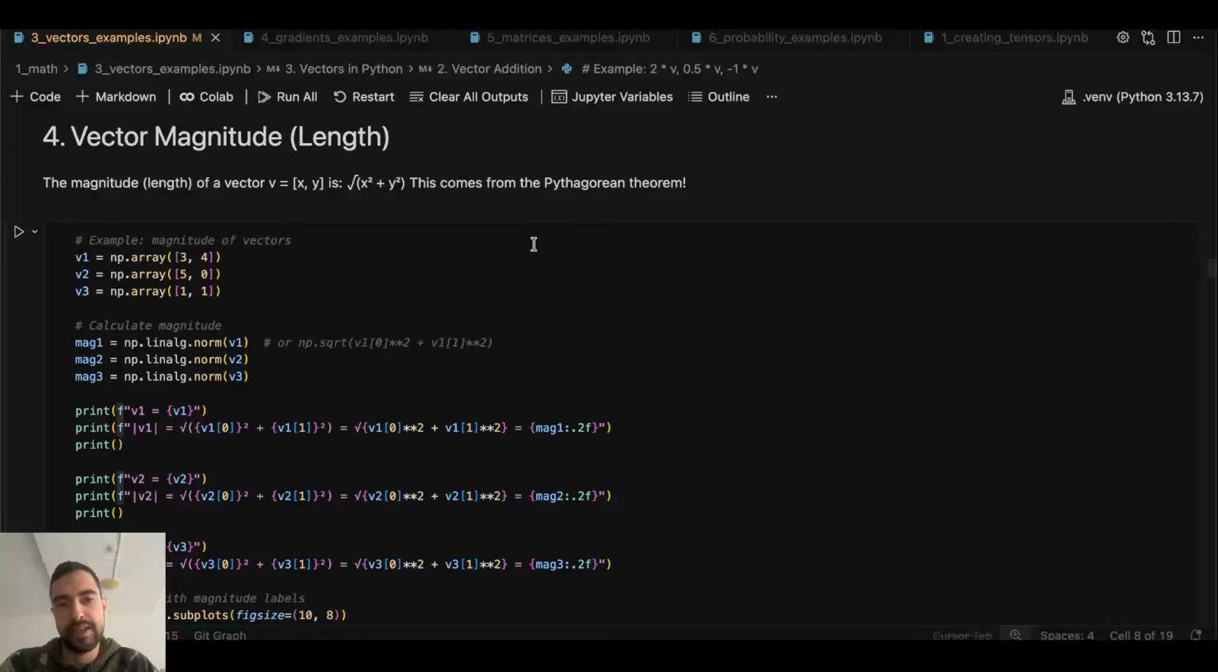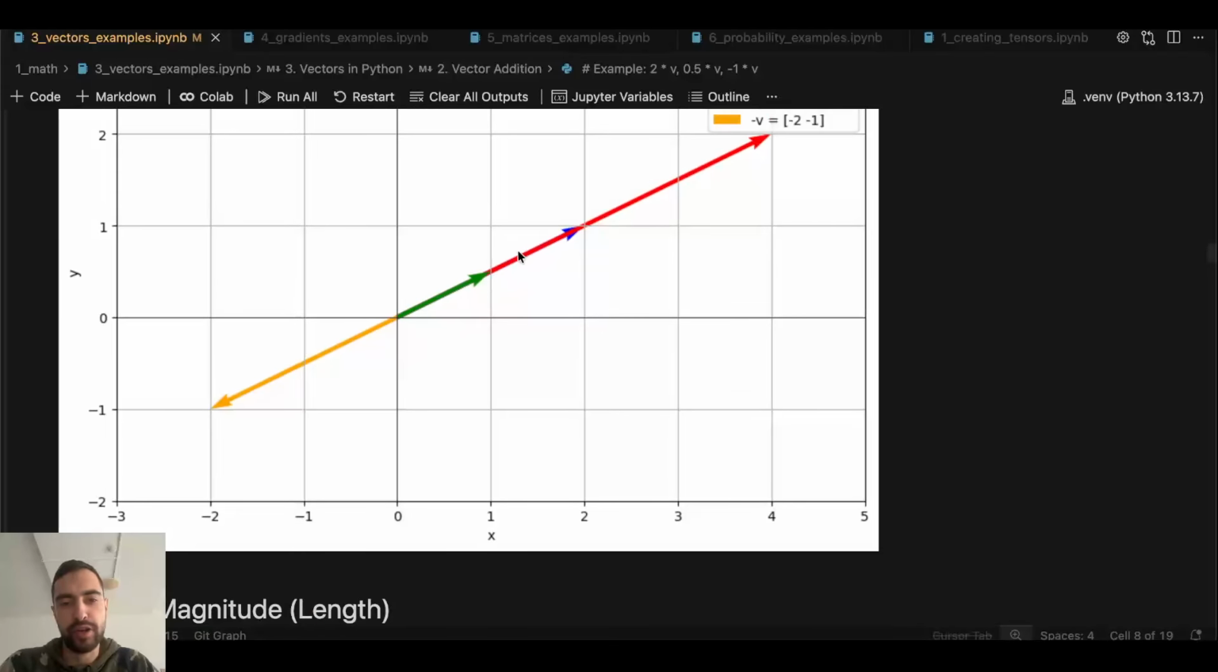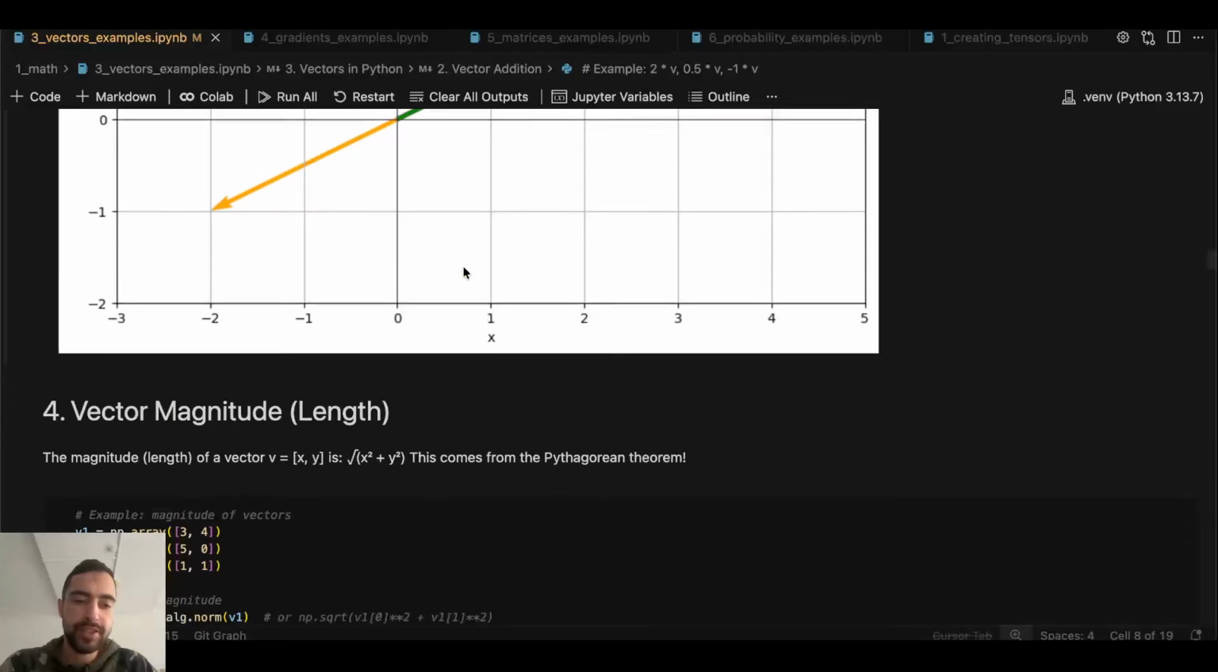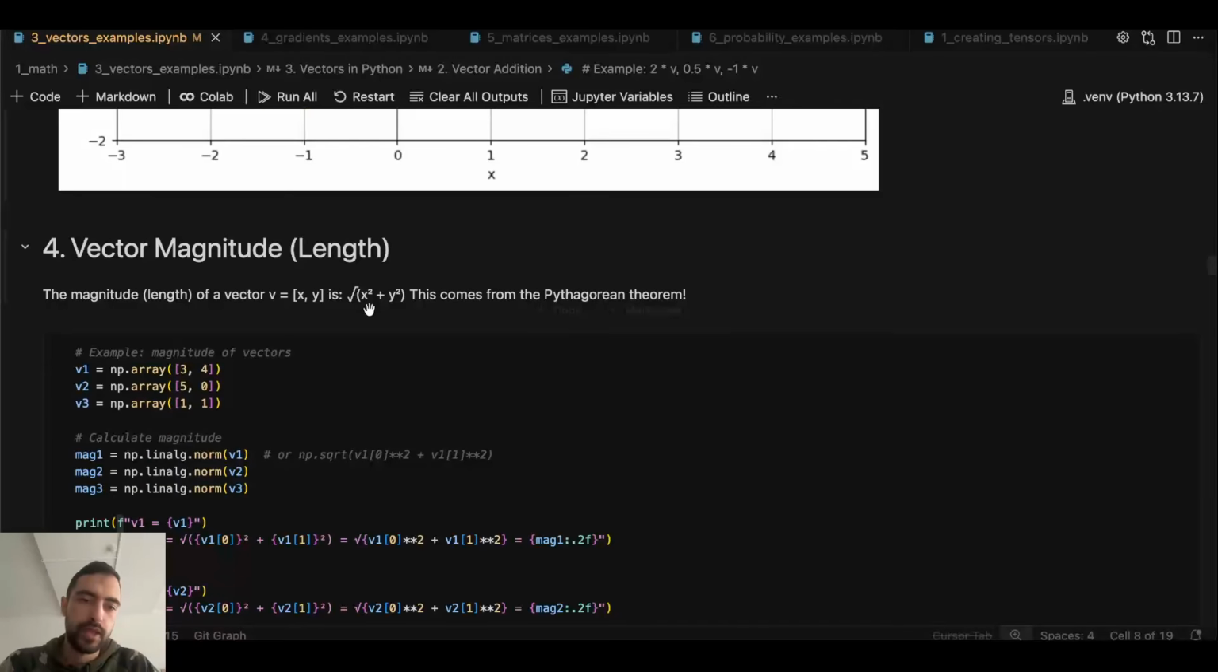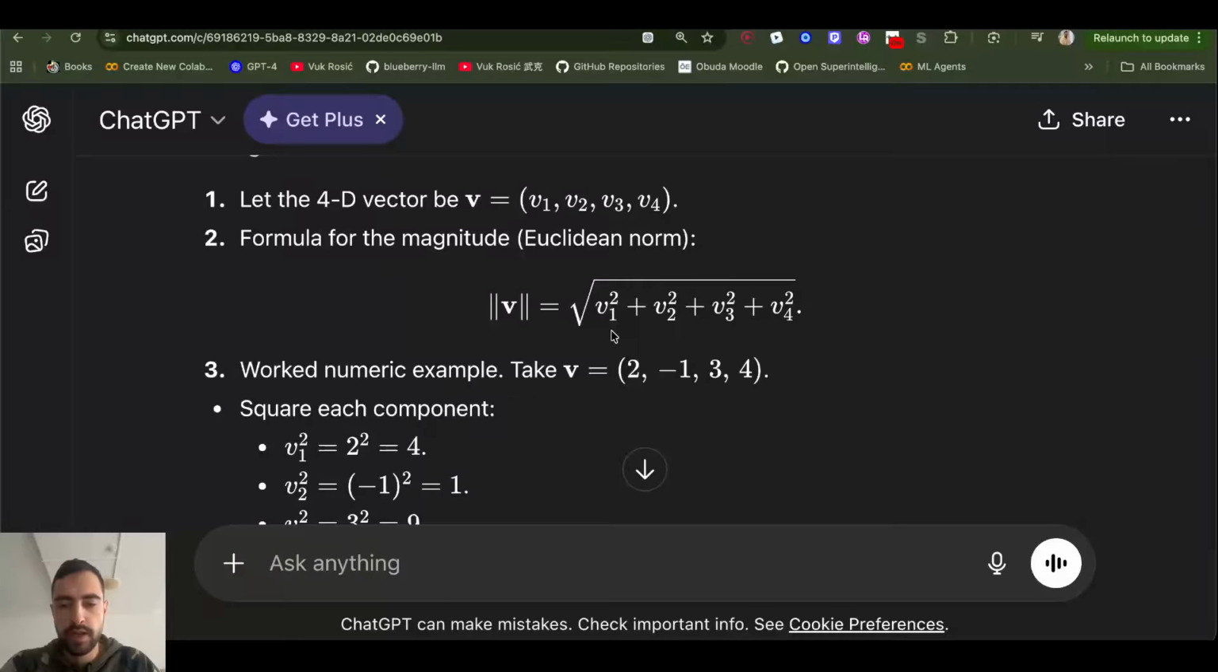How do we calculate the length or magnitude of a vector? How long is this vector? It's actually similar to Pythagoras' theorem. You can just say x squared plus y squared. You add them up, and then you take the square root of the result. But in Pythagoras' theorem, you just have 2 numbers. Here you can have any amount of dimensions. So you can have x squared plus y squared plus z squared plus a squared. You just add all of the squares of every dimension, and at the end, you take the square root of that sum.